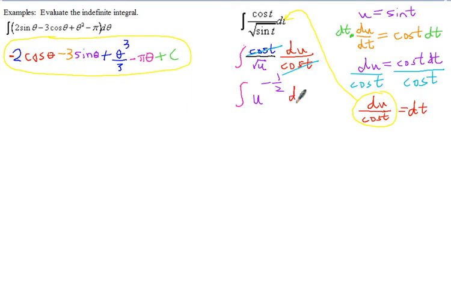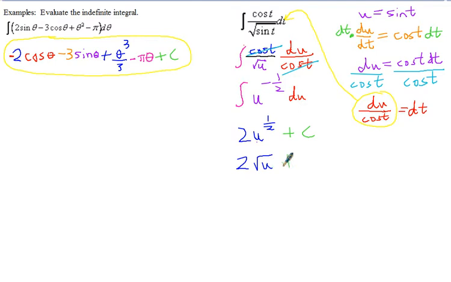du. And then we can use the power rule for integration. So when you integrate that, that becomes u to the positive 1/2. But instead of dividing by 1/2, that's the same as multiplying by 2. And then we need our unknown constant plus c. And then we could write that as 2 square root of u plus c.